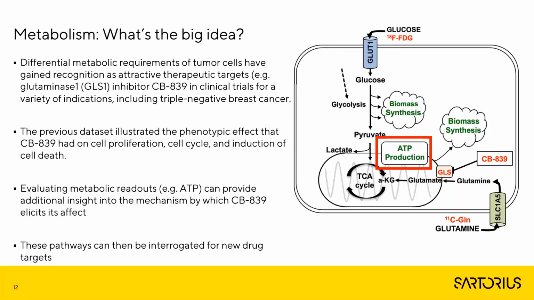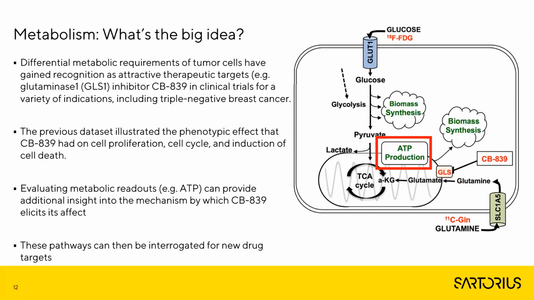So now I'm going to transition to a new reagent portfolio for us that has been designed to make measurements of intracellular ATP. And I'm going to do that by continuing the CB839 story. So what we know now is that CB839 has a significant effect on cell cycle, arresting cells in the G1 phase. But now we want to know how that actually happens and what metabolic effect there potentially could be when treating cells with CB839.